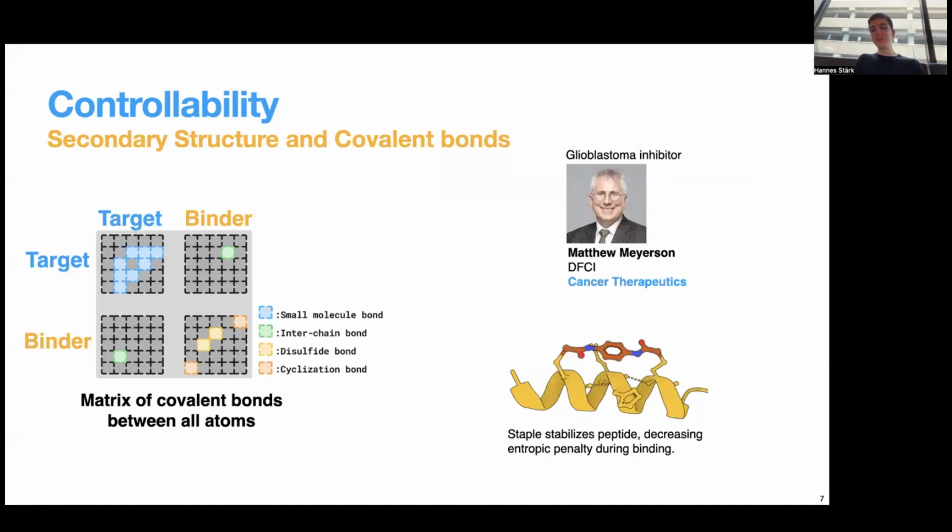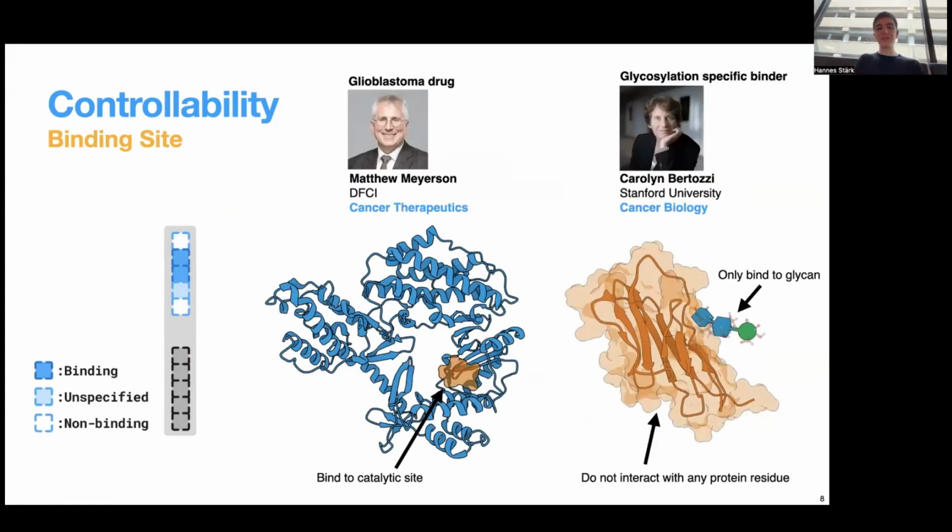Then we can also specify that there should be a covalent bond within a peptide, for example, also a disulfide bond if we want the peptide to be more stable, or a head-to-tail cyclization. And this then might be what we want for your more stable peptide that has less entropic penalty when binding the target that you're interested in. And of course, you can specify the binding site, but something else that's maybe not seen so often, you can also say that this is a particular residue that I do not want to interact with.